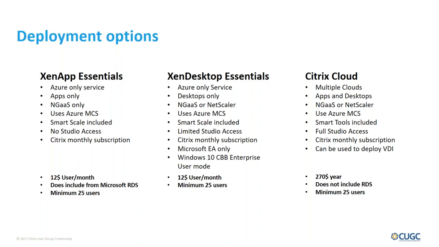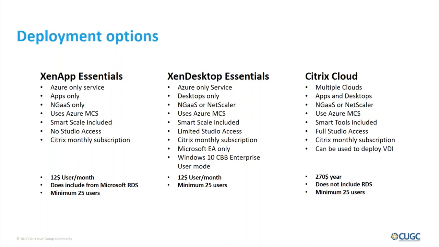You also have Desktop Essentials, which is the opposite of XenApp. It's basically delivering Windows 10 VDI from Azure. So it's also another Azure-only service. The difference here is that Desktop Essentials requires that you have an EA subscription with Microsoft. And the limitation here is basically from Microsoft's side. And you also need to have a specific license on your Windows 10 using Current Branch for Business Enterprise, and you have to have a per user mode license.